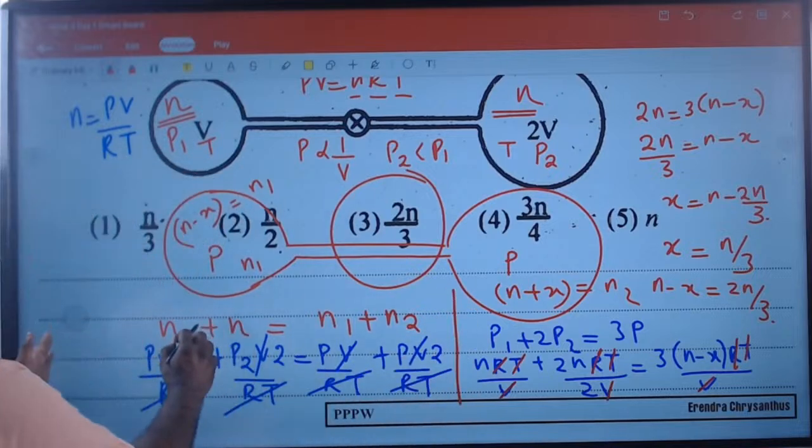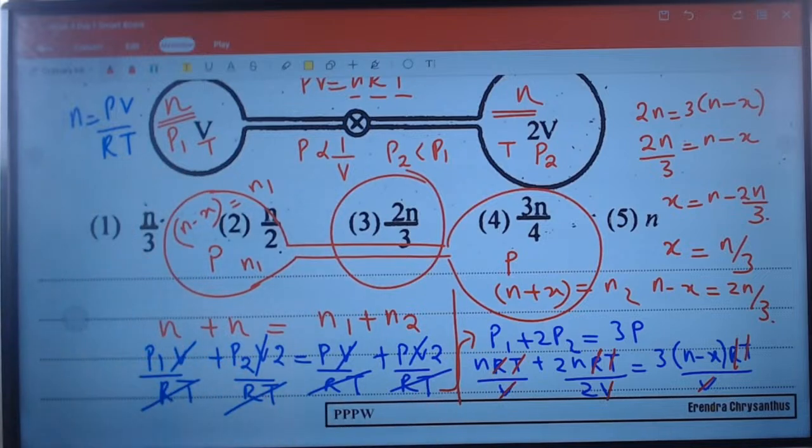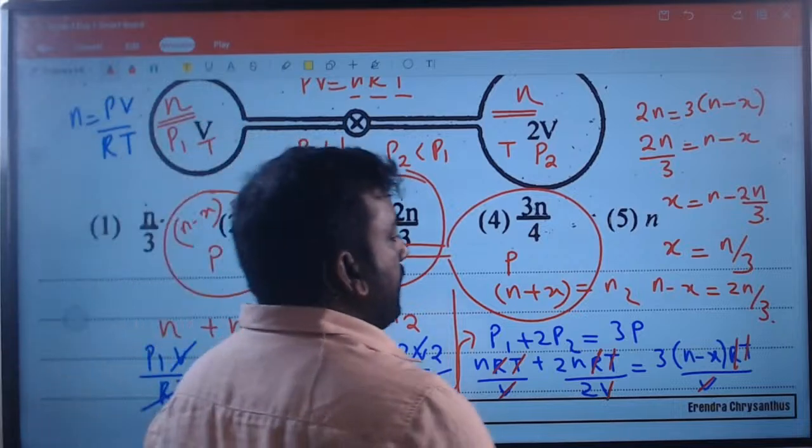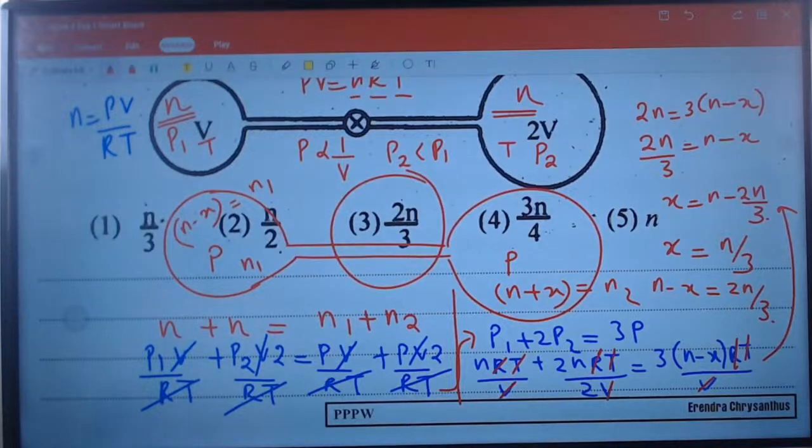So the mole correction is there. From the mole correction, go to the pressure relationship. From the pressure relationship, you can get the required answers. 2n over 3. Right.